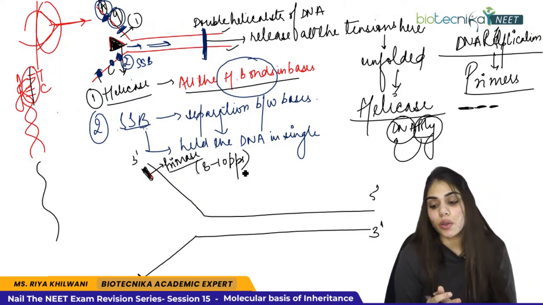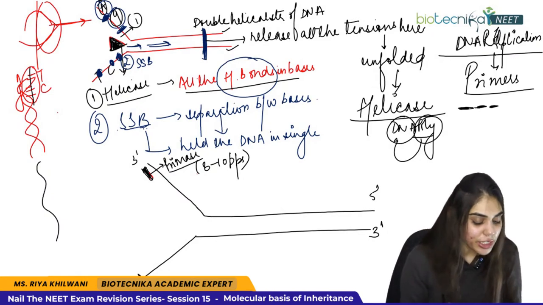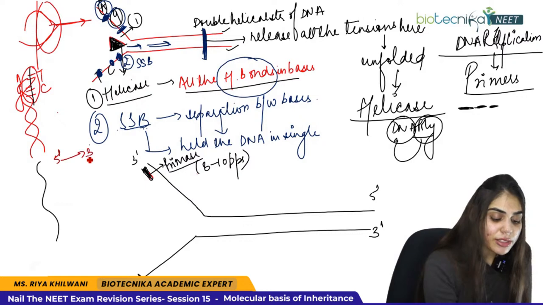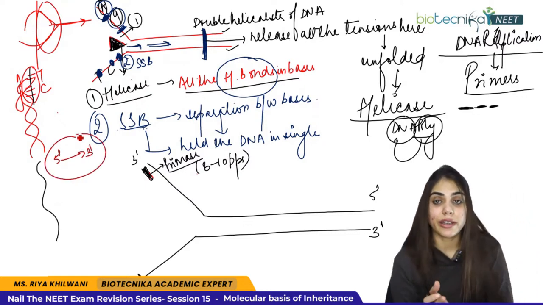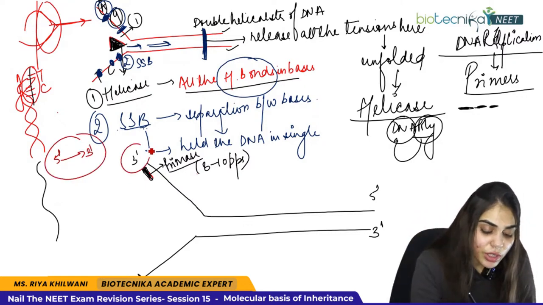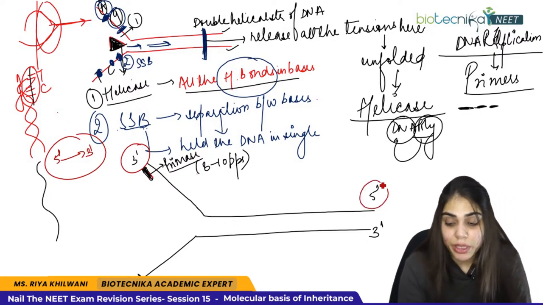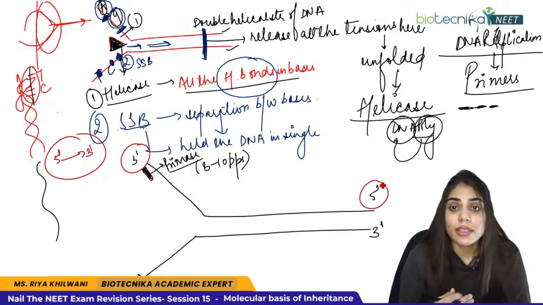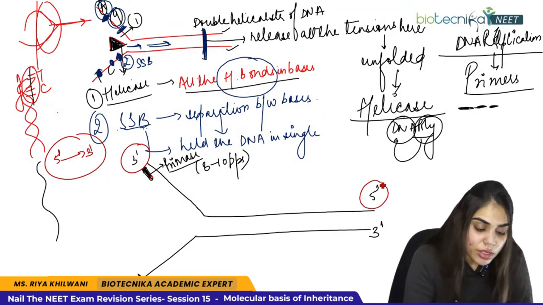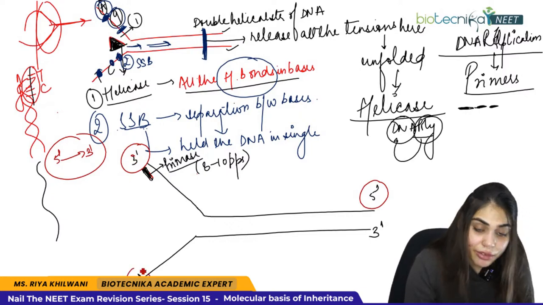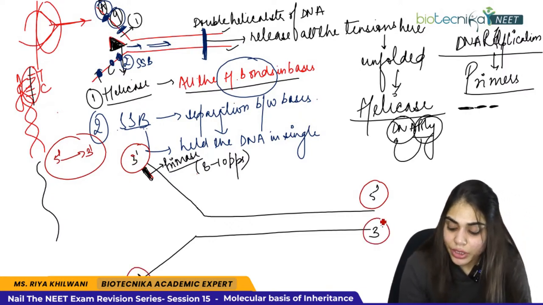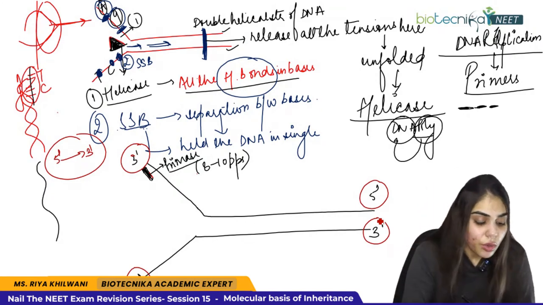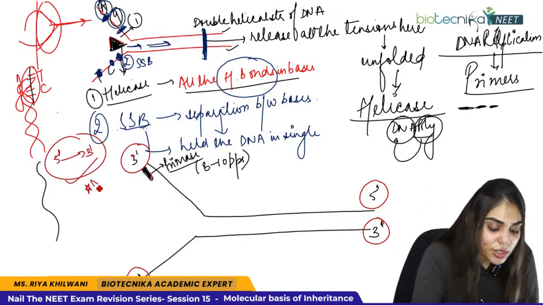You all know that replication proceeds in a 5' to 3' direction. Here, suppose this is the 3' end, so it would be the 5' end, and complementarity will be maintained because it has anti-parallel polarity. Suppose this is the 3' end, so it should have the 5' end, and here it will be 3'. But I told you that DNA is always synthesized in 5' to 3' direction, star mark.